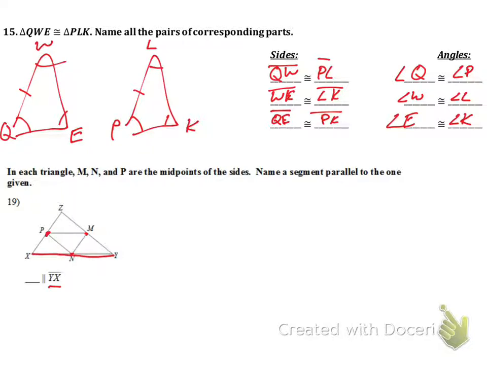Name a segment that is parallel, so not one that is congruent. That's the key word. So what is parallel to this line? Well, parallel means they never touch, right? So the only one would be this right here, and that is PM. So remember again, parallel.